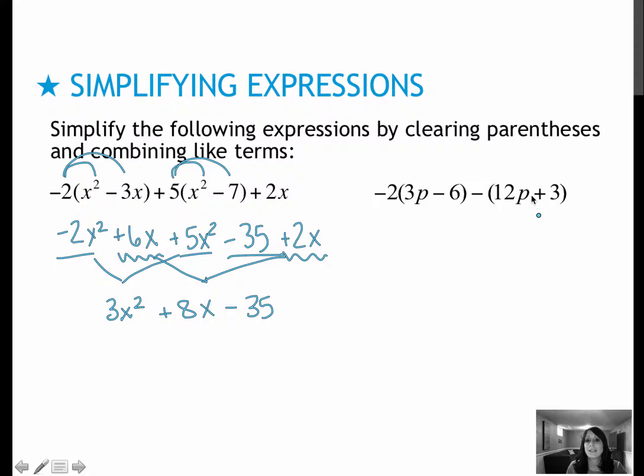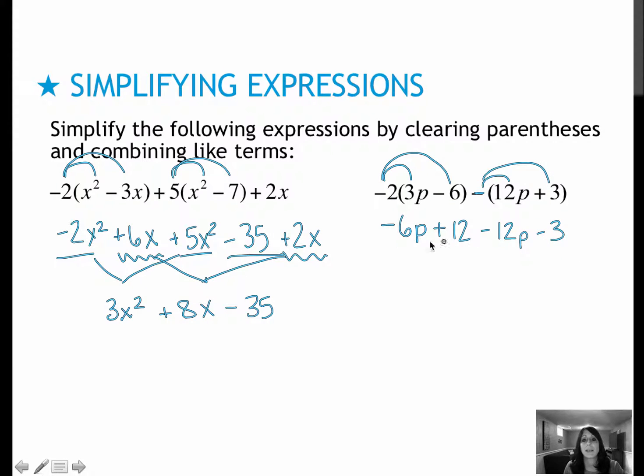And for my last, again, I throw in some negatives. So negative 2 times 3p is negative 6p. Negative 2 times negative 6 is positive 12. Negative times a negative is positive. And then this negative is just going to change both of these signs, so minus 12p and minus 3.